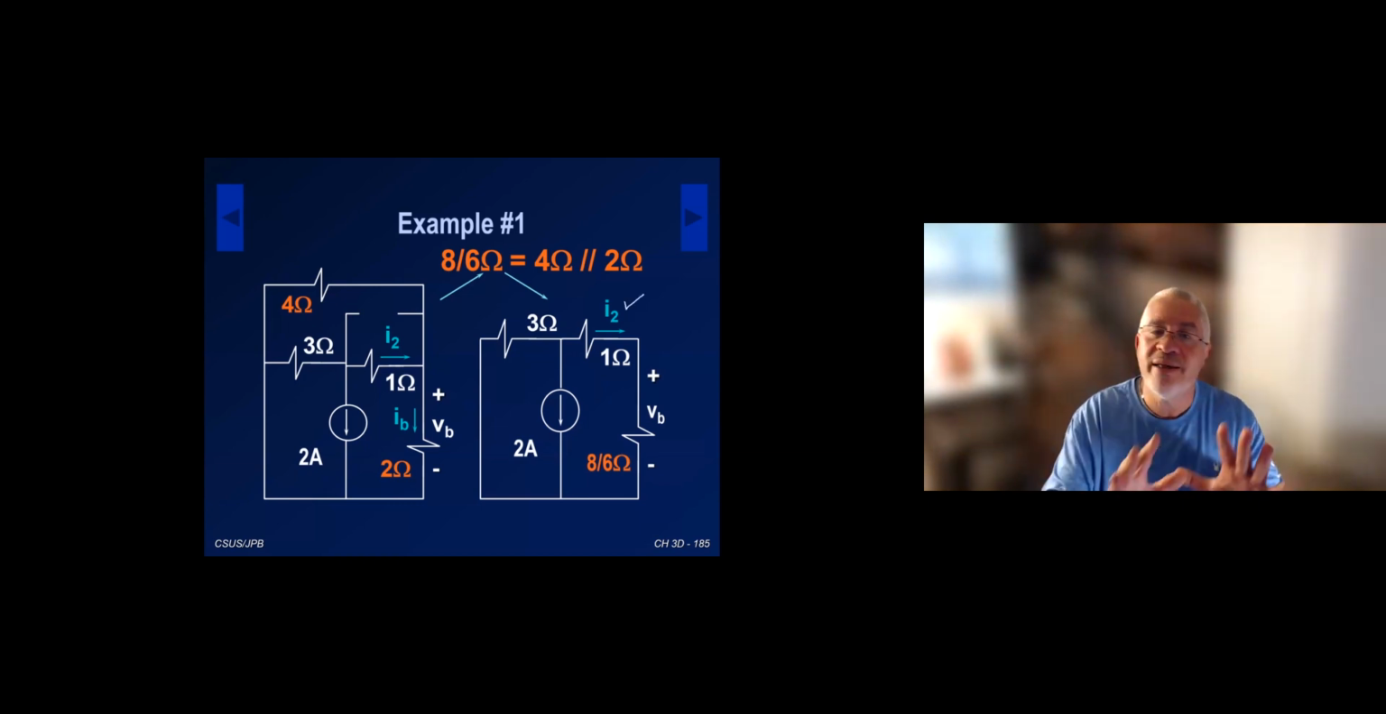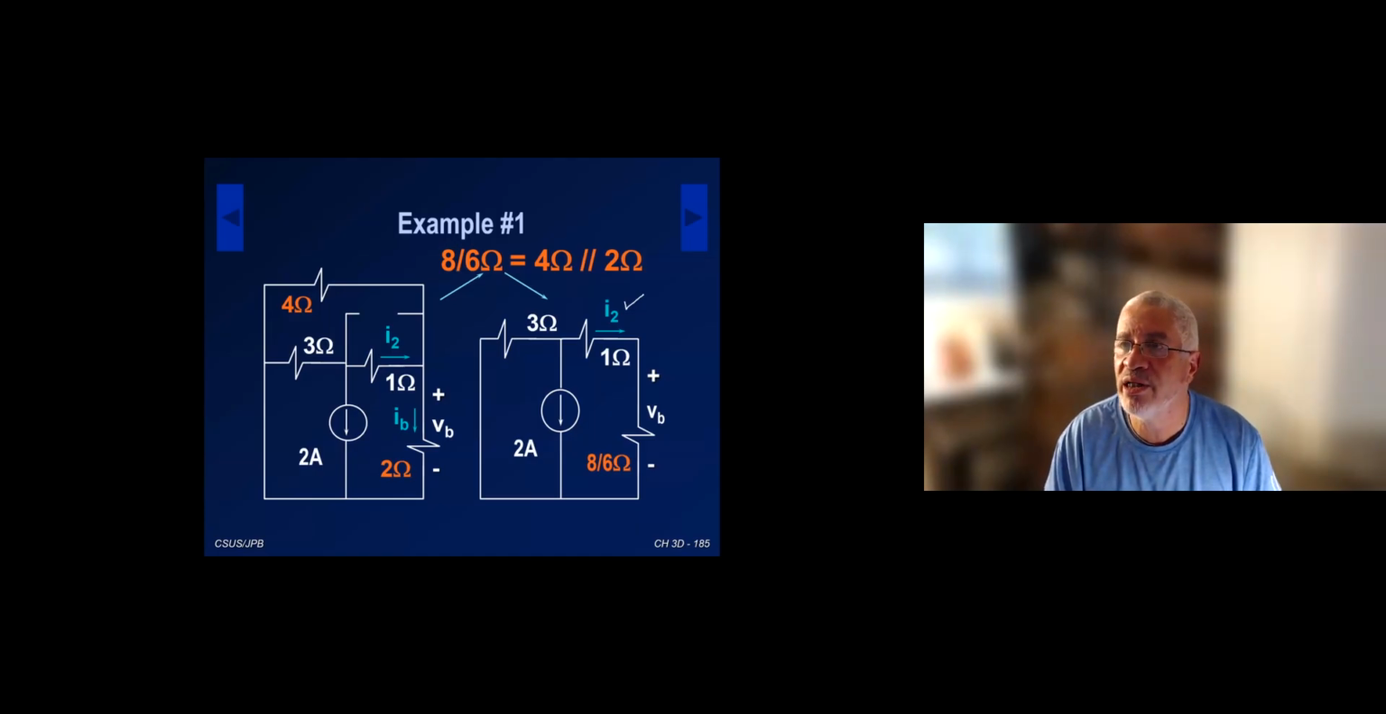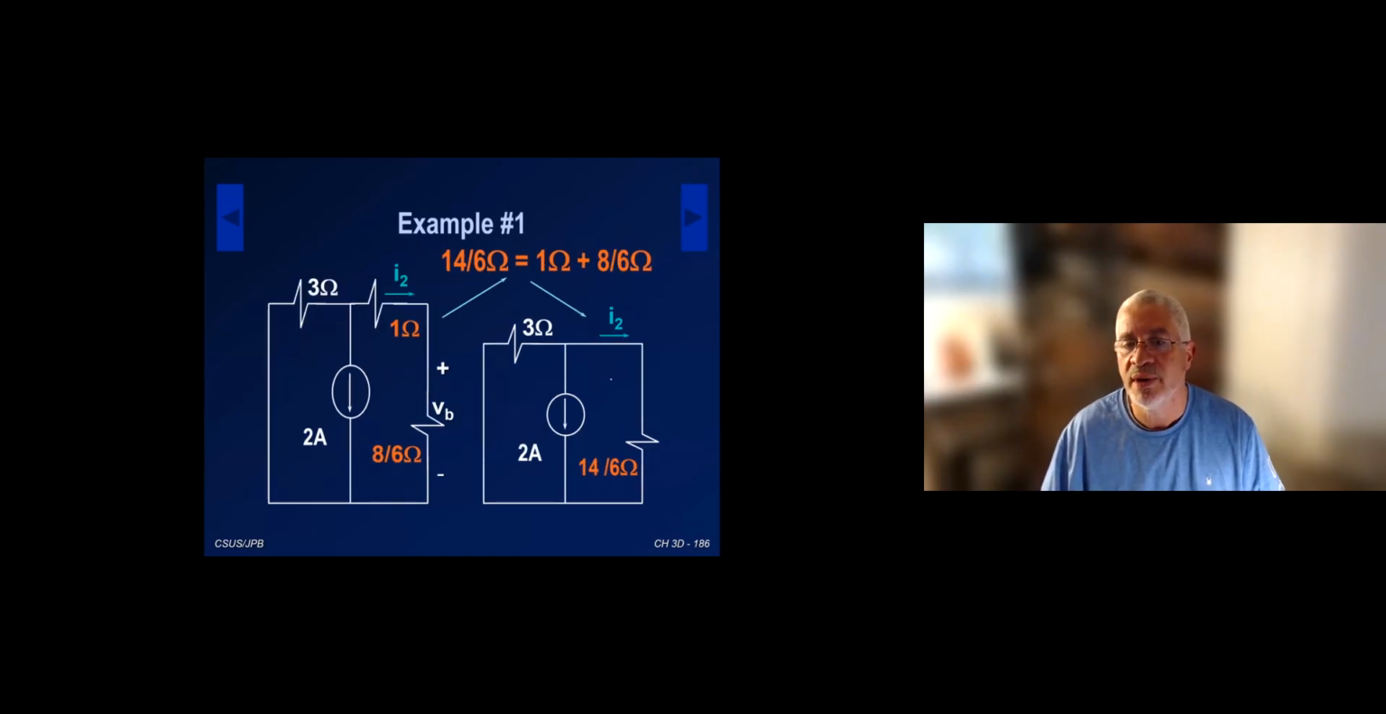And again, the method that I'm using is not that important. You could actually use mesh and nodal, but you can see that it could pretty much get complicated if you're not careful at using superposition. So here, I'm going to use current division. I can combine the 1 and the 8.6, and then use current division to get I2. Okay. So I combine the 1 and the 8.6 in series right there. And then now I'm ready to use current division.